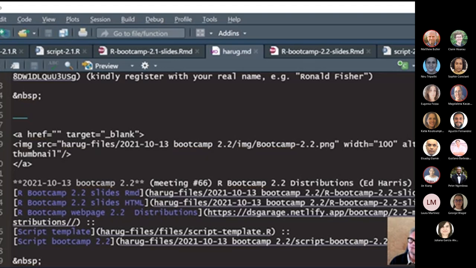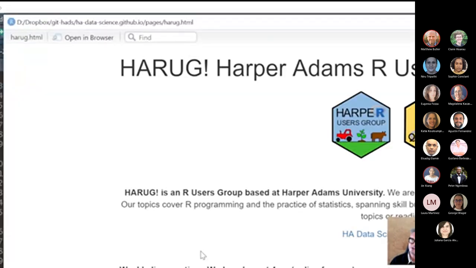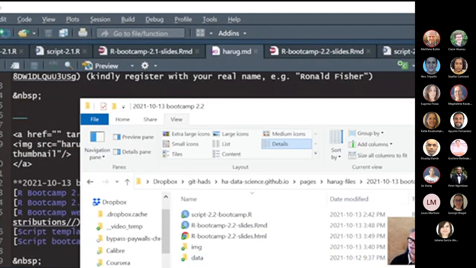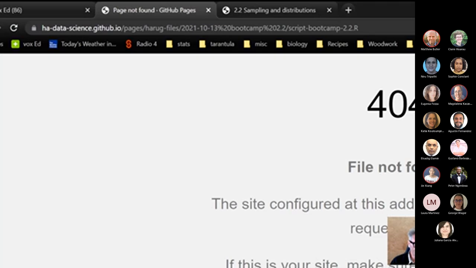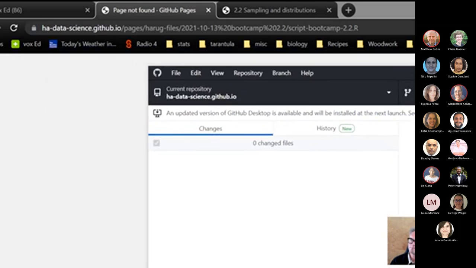Let me just do the preview. So this compiles the page. It's compiled. What that does is it makes a new HTML. So it's just made a new HTML. And now, here's how the magic works. I'm just going to come over here, show you my GitHub page, and I see there are no changes.